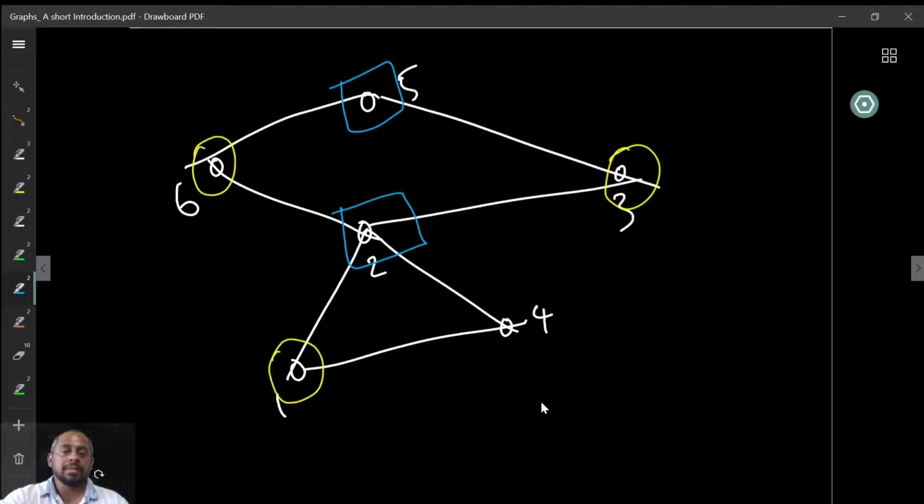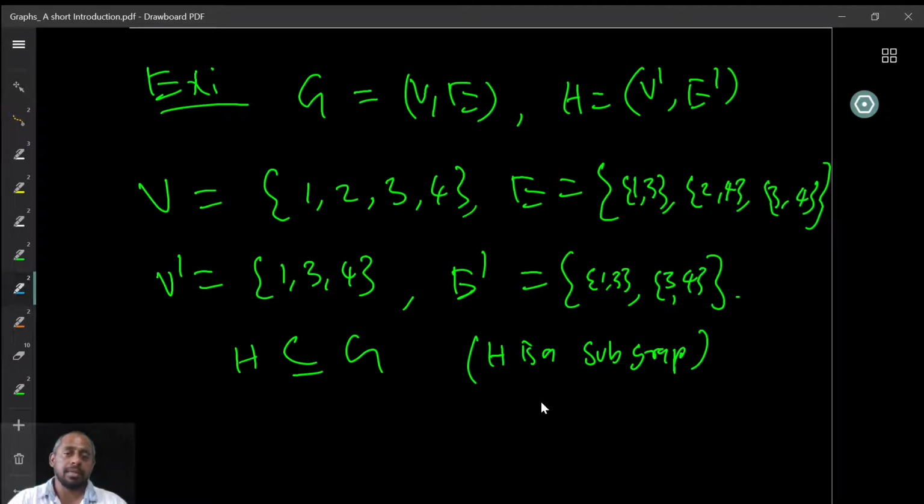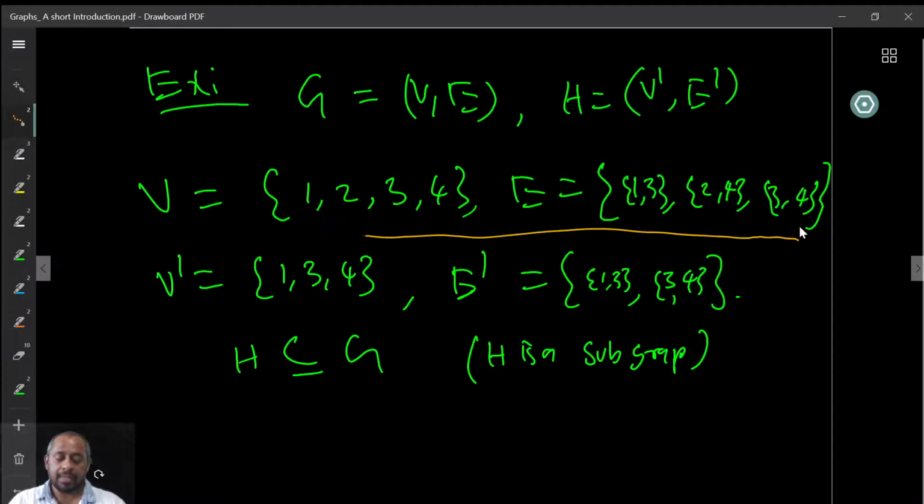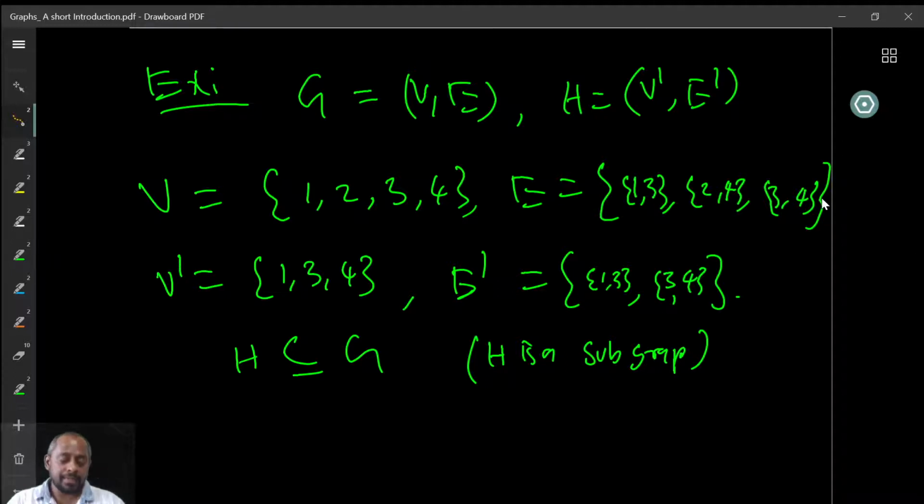Now let us look at some examples. Given the graph G equal to (V, E) and H equal to (V', E'), where V is the set {1, 2, 3, 4} and E is the set {1-3, 2-4, 3-4}. V' is the set {1, 3, 4}, which is a subset of V, and E' is a subset of E, {1-3, 3-4}. We see that H is a graph on these vertices 1, 3, 4 with the edges 1-3 and 3-4. So therefore H is a subgraph of G.